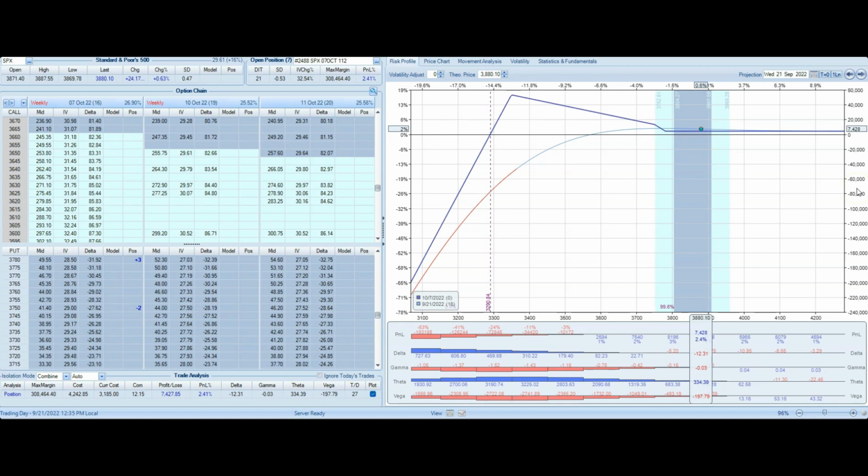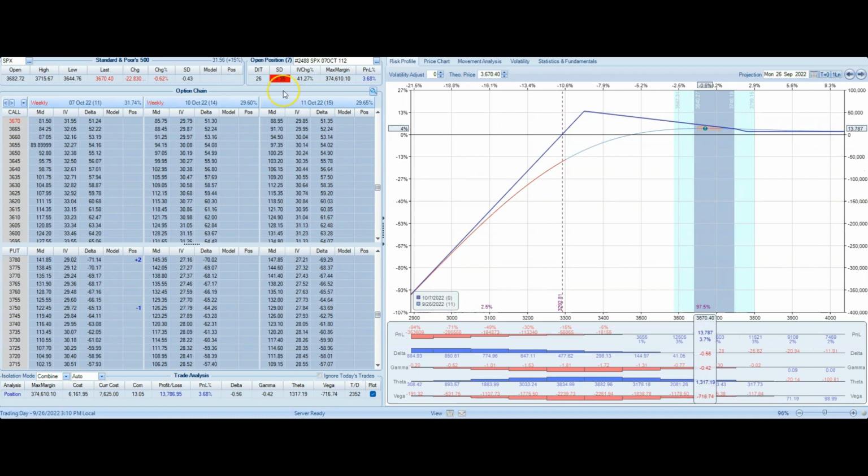I collected $8 credit or $800. My total credit here is $4,255, and I was to keep this credit as long as SPX closes above 37.80 at expiration over the next 16 days. So now we go a few more days into this trade.